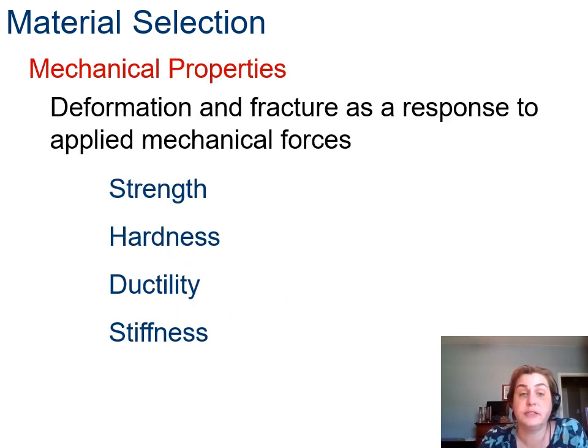Mechanical properties. You take a look at the strength, hardness, ductility, and stiffness. You should know what all of those words mean. Hardness is sort of like how easily it can scratch. Stiffness is how easily it bends. Ductility is basically how much you can stretch and release. And strength is how much weight it can hold.